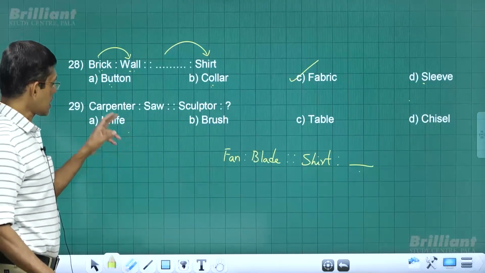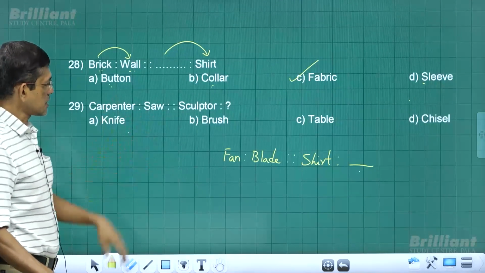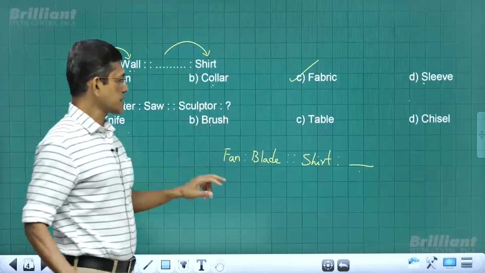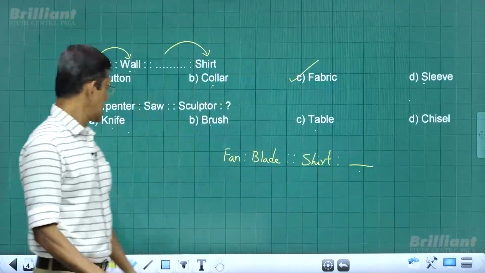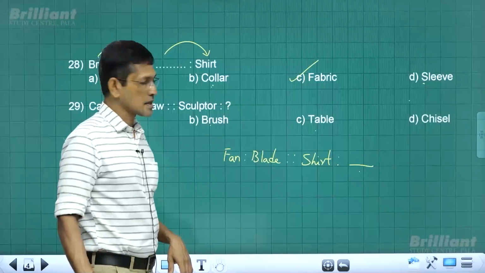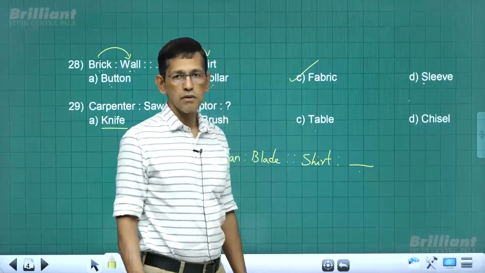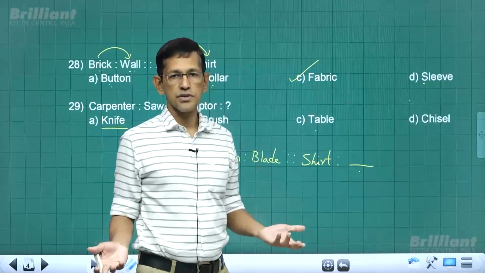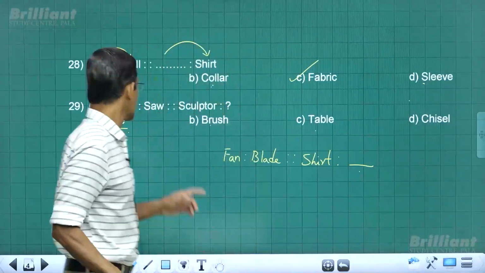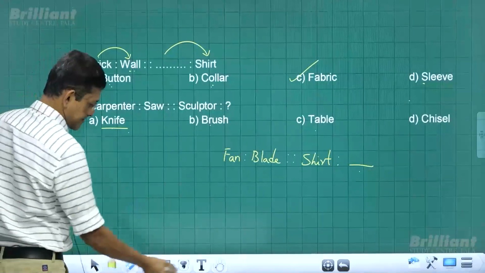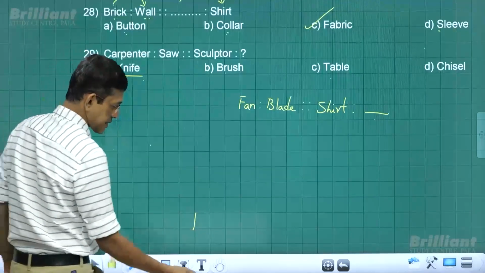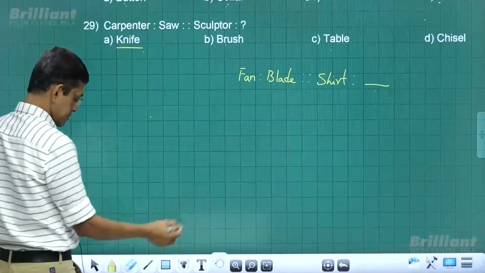Now, carpenter is to saw. Carpenter and saw, what is the connection? Professional and tool. If professional and tool, then sculptor and what? Knife, brush, table, chisel, which is the answer? Knife is used by the chef, and brush is used by the painter, and table is used by who? It could be any person like an office assistant, clerk, all those people use the table. And chisel is used by the sculptor. So that's the answer. And we have many more items in this category, some of which we discussed earlier. We'll take a look at some of those items now.